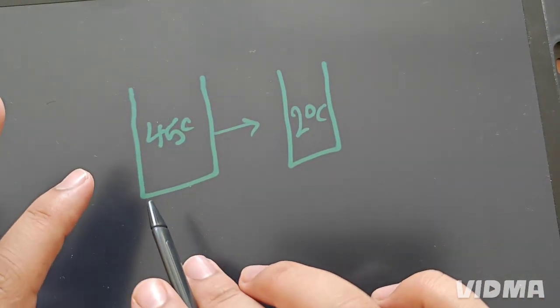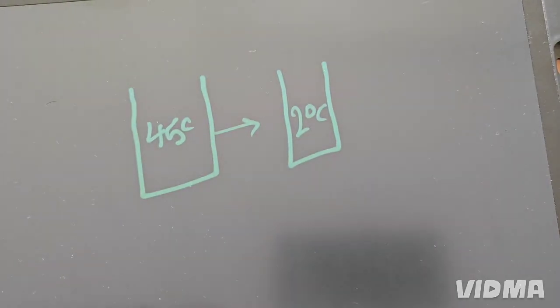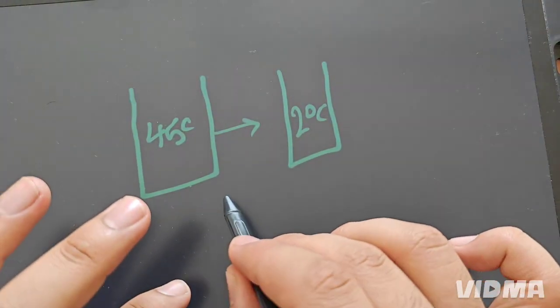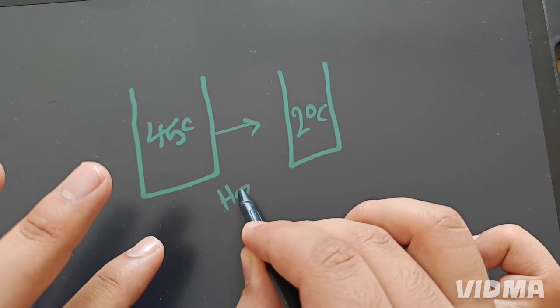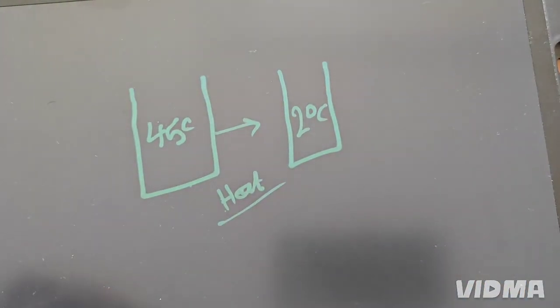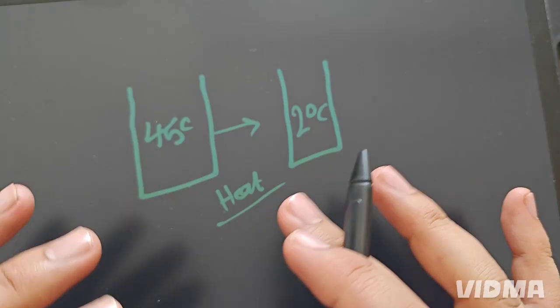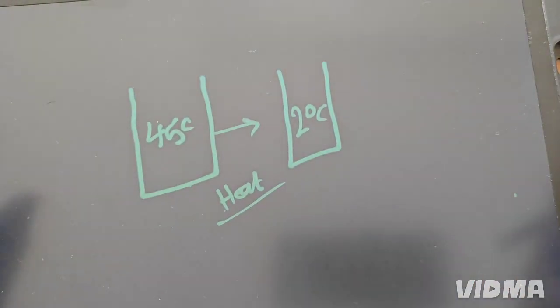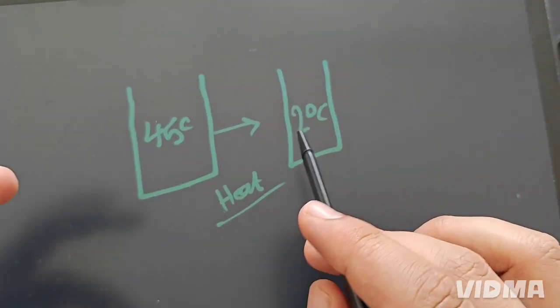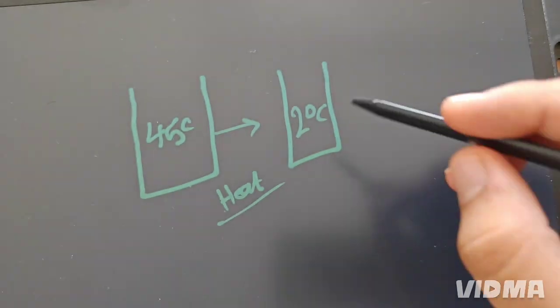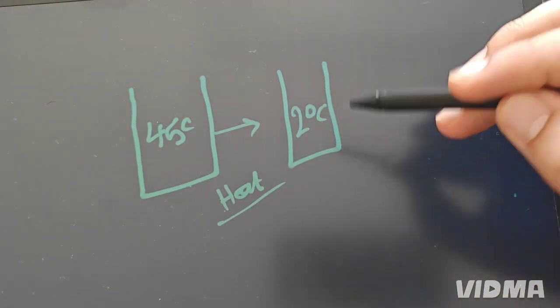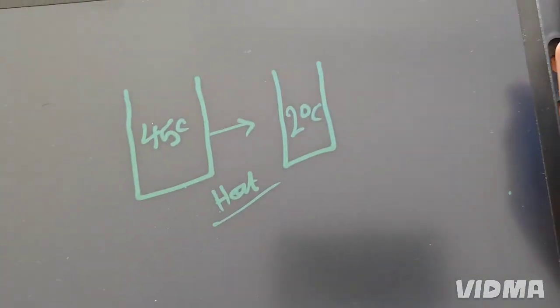The first is 45 Celsius and the second one is 20 Celsius. There is heat transferring as energy. Both of the objects are transferring energy from left to right. You know what's the meaning of transferring from left to right? It means the second object is receiving energy from the left side.